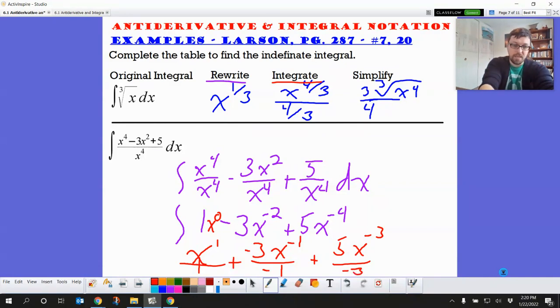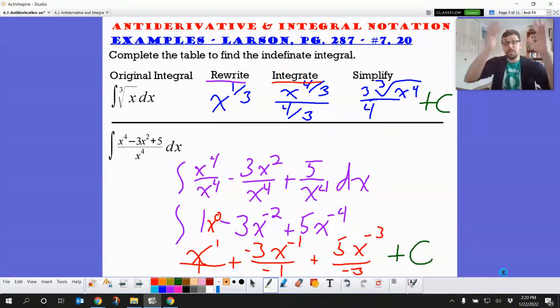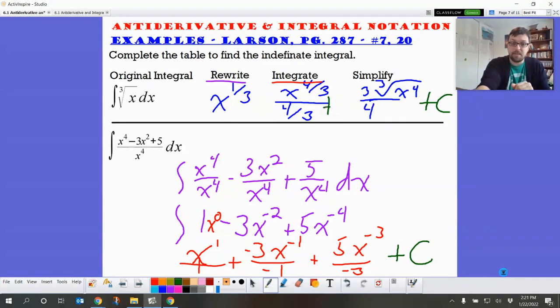I don't know how many of you have been yelling at me. I caught it. I missed that part. You got to add a plus c. It's so easy to forget. But whenever we're done with those integrations, we need to add a plus c. And in fact, it even should be right here. So as soon as we do that integration, we need to do that plus c at the end.